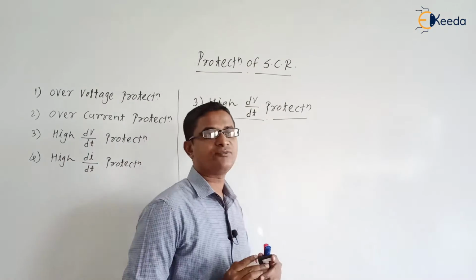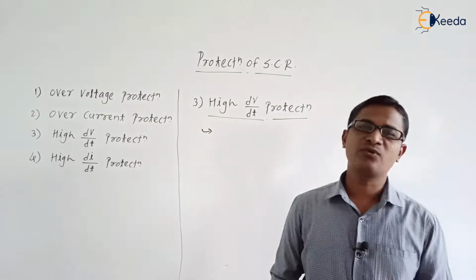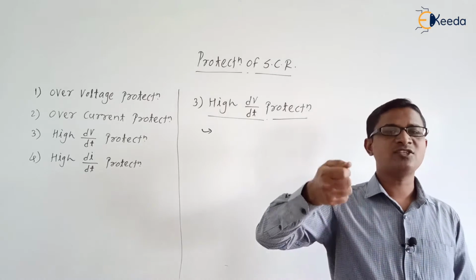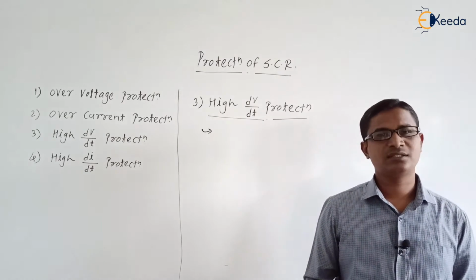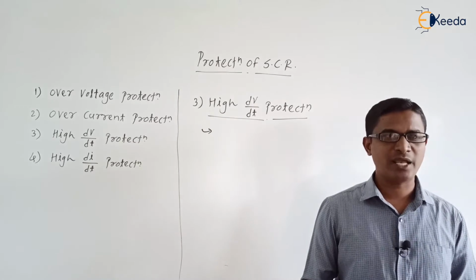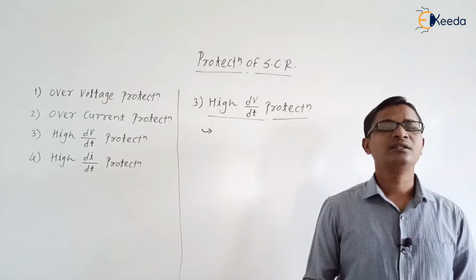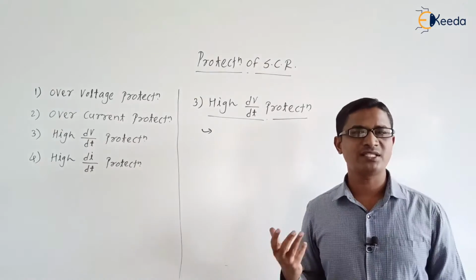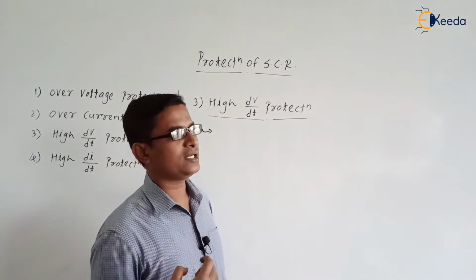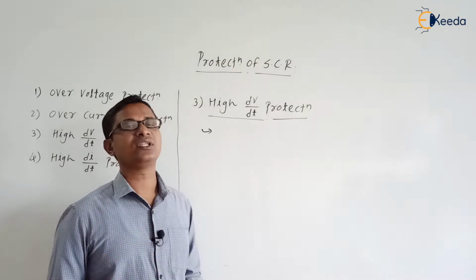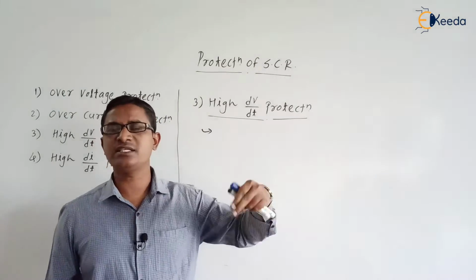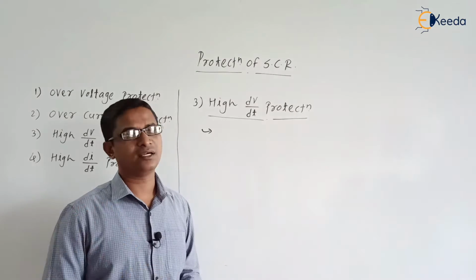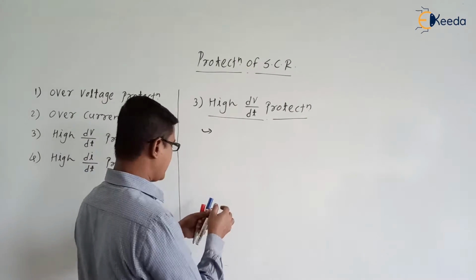Because if you check the triggering methods of SCR, the third method is dV/dt triggering. It means that if the rate of change of voltage across the SCR with respect to time increases to a very high value, then there is a possibility of triggering the SCR. In order to avoid false triggering of an SCR: false triggering means we are not interested in turning on the SCR at this particular instant, but due to the sudden change in voltage across the SCR in a very short time, that is a high dV/dt, the SCR is triggered. Therefore we need to protect it against high dV/dt.